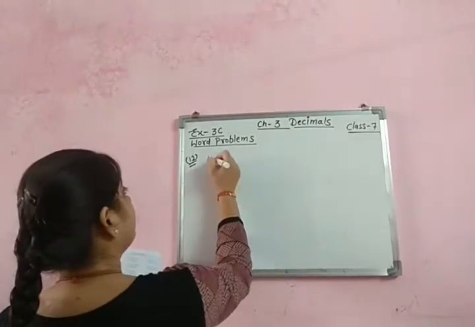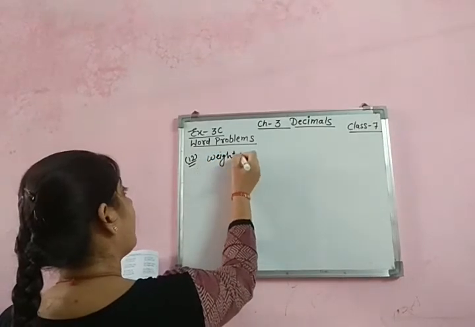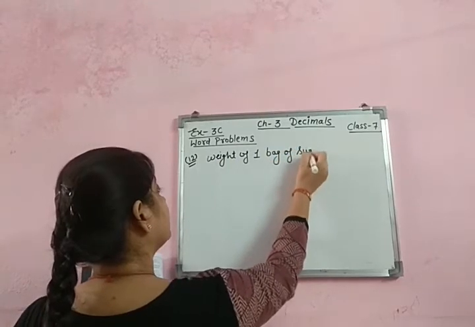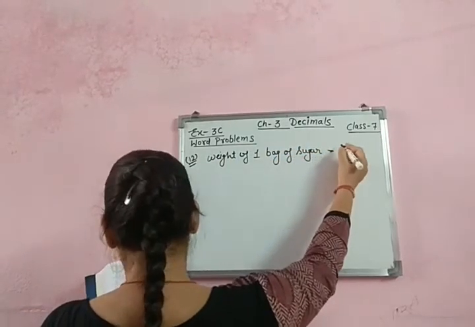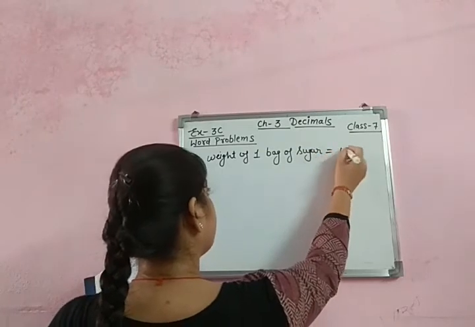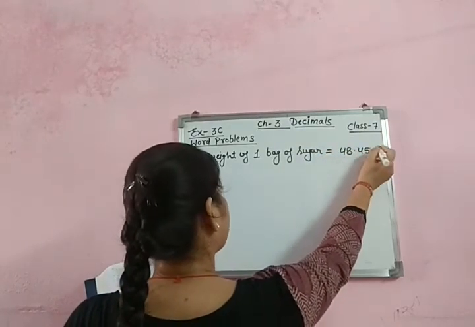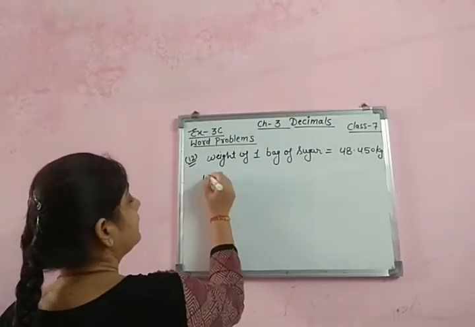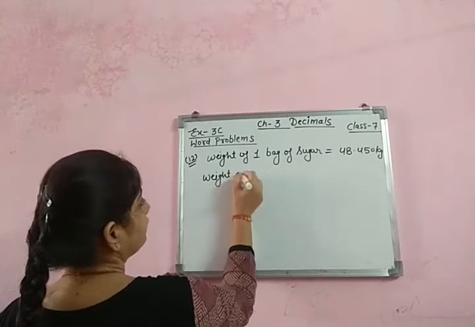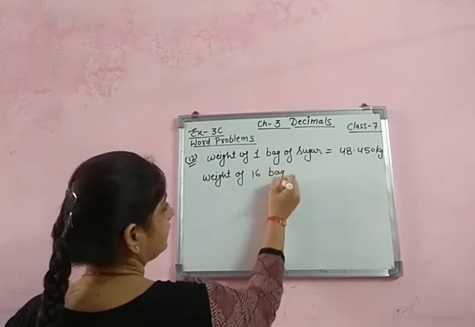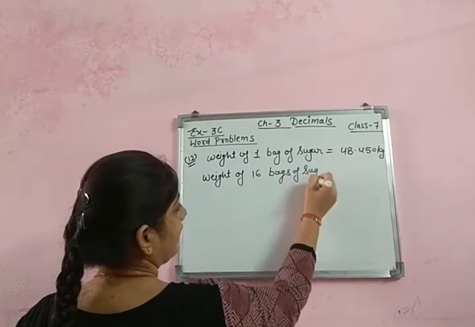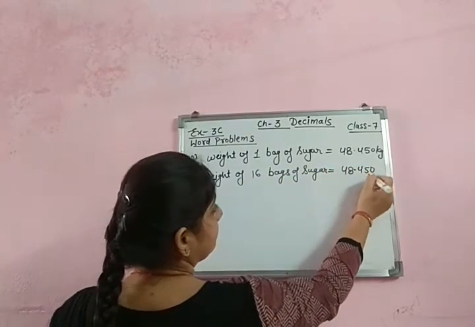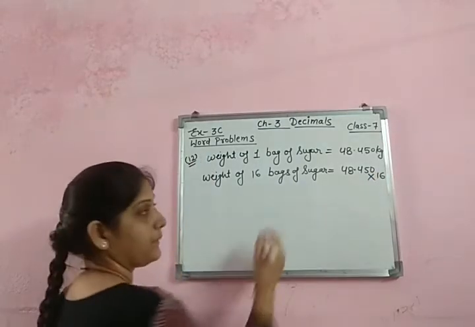So I'm writing weight of one bag of sugar. Weight of one bag of sugar, it is 48.450 kilogram. This is the weight of one bag of sugar, and you need to calculate for 16 bags. So weight of 16 bags of sugar. So what do we have to do? Yes, definitely we have to multiply it with 16. Multiply with 16. Am I clear?